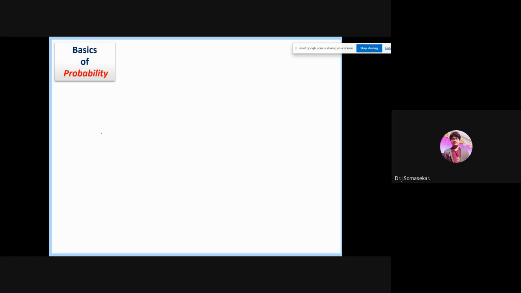The basic idea of probability is possibility. What is the possibility of getting rain tomorrow? If it is 80%, then 0.8 is the probability. What is the probability of getting rain tomorrow? The probability is 0.8, that means an 80% possibility is there. Or what is the probability that a student will pass the examination? The probability is 0.3, a 30% possibility is there.